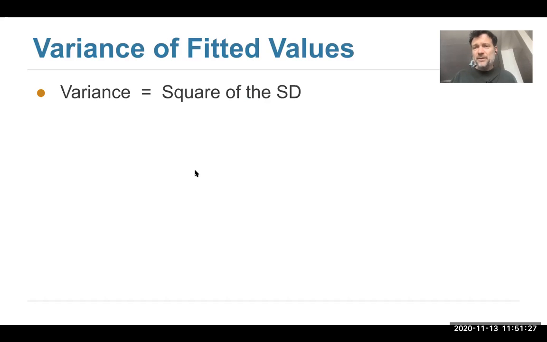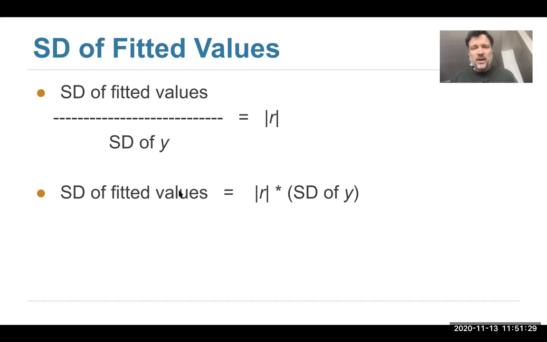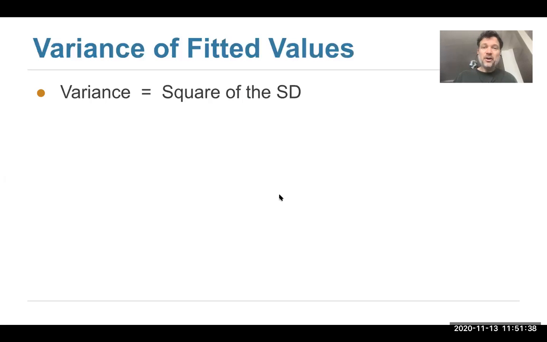So let me reframe this equation here. I'm going to square both sides, and this is going to take another form here. So I'm going to square both sides, and that's going to give me another equation here. And that's going to tell me something about the variance.